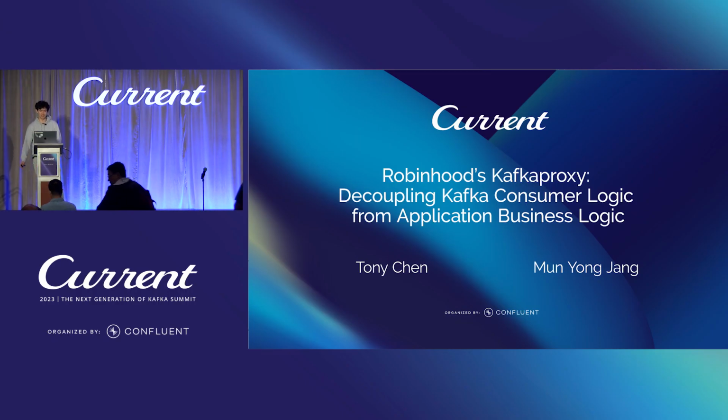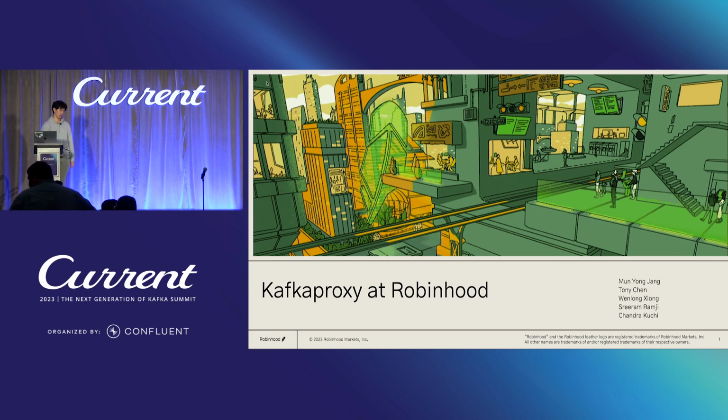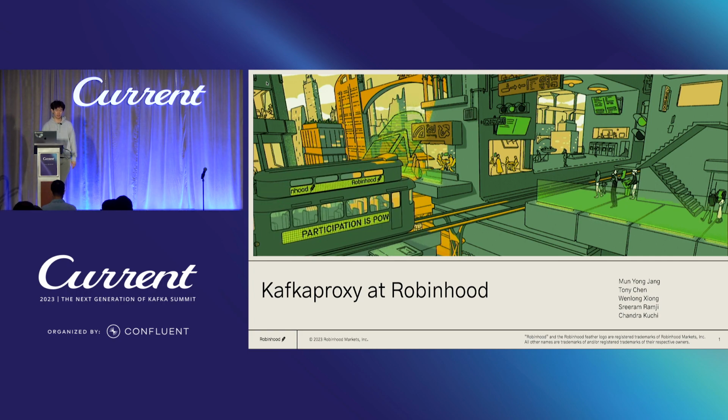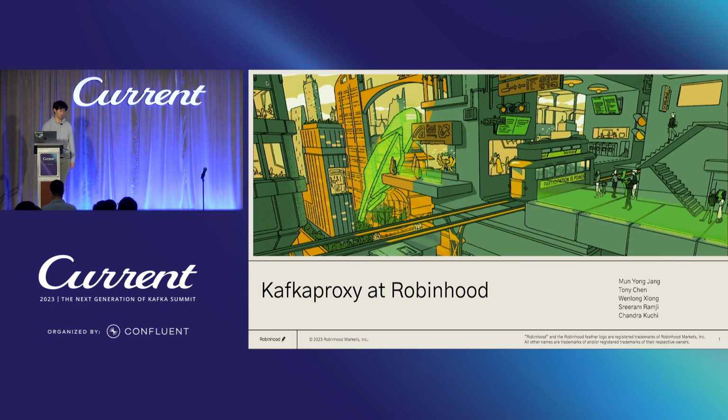So I'm Moon. Well, my full name is Moon Young, but I'm Moon, like moon in the sky. And I work at Robinhood, and I work on the streaming platform. So we deal with all things Kafka and Flink related. We manage all our brokers, all our clients, as well as our various Flink clusters throughout Robinhood.